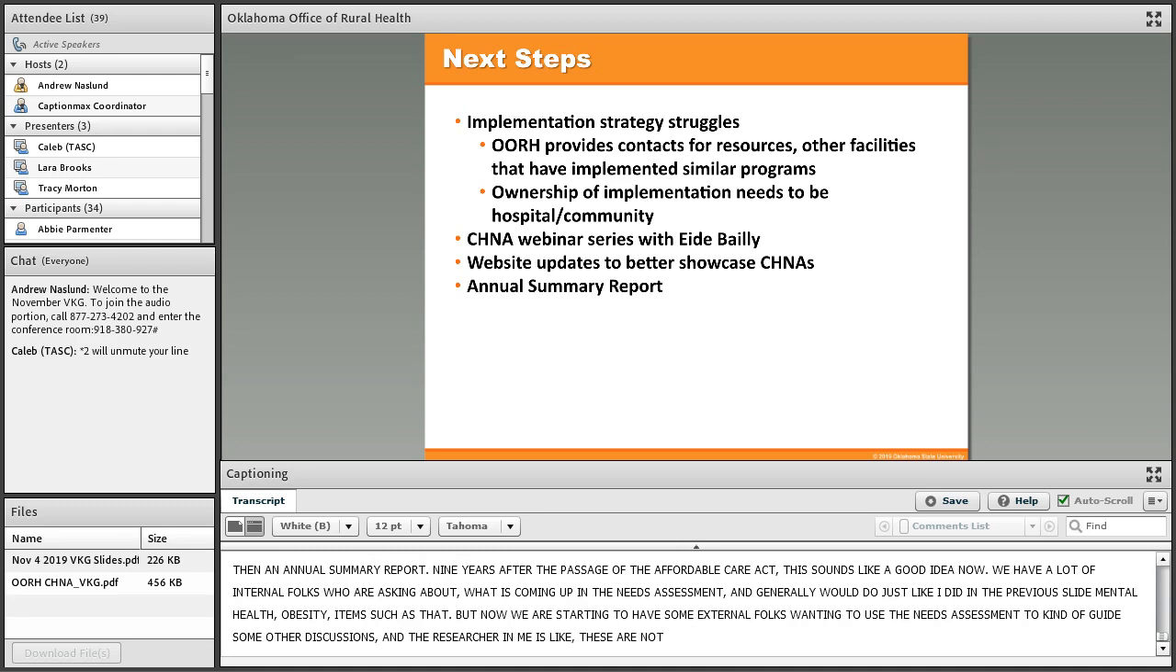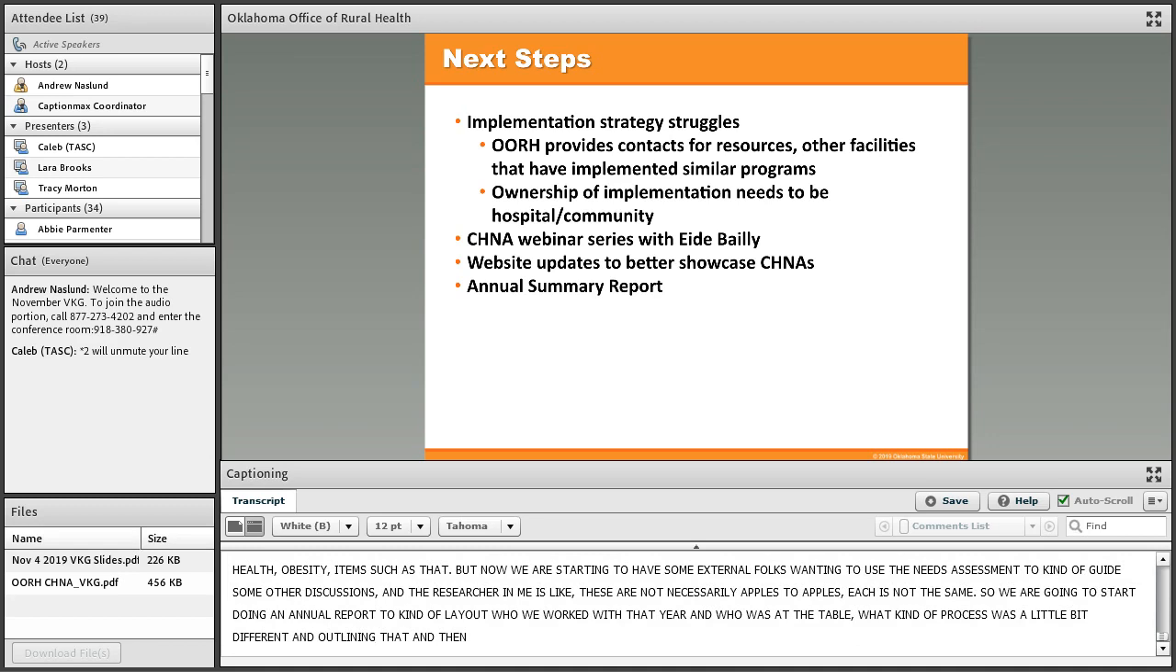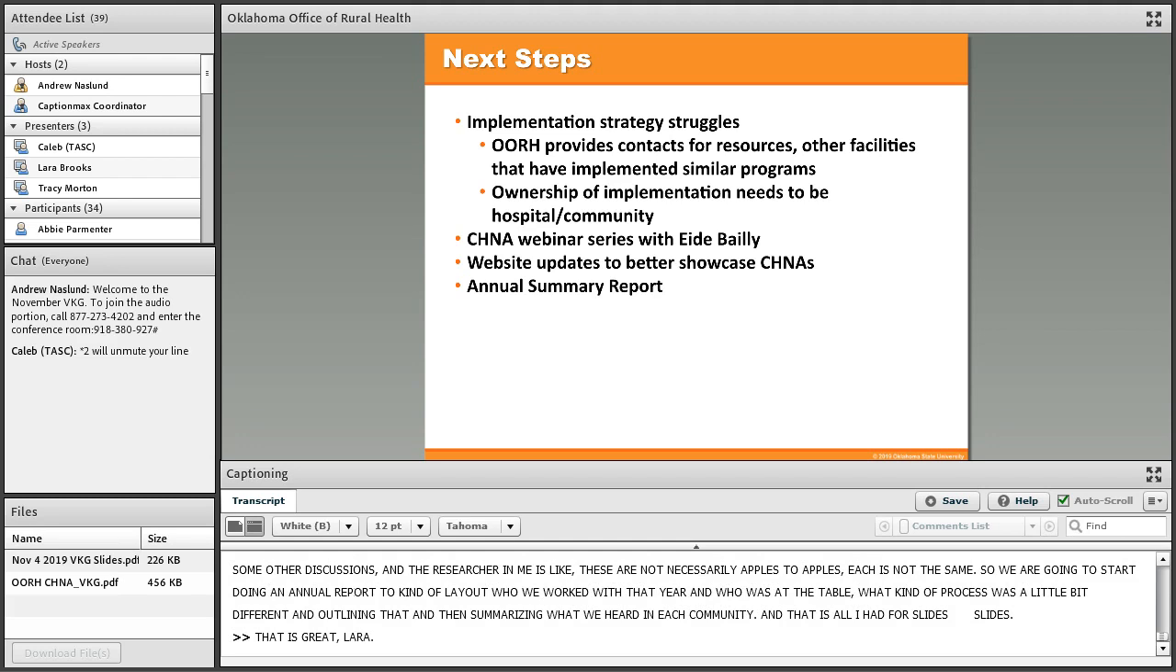Website updates. So we also post the needs assessments we complete on our website. It still needs to be on the hospital website, but we want to make our website better, I wouldn't say more user-friendly, but just prettier and easier to access. I know a couple other states, Montana and Oregon, come to the top of my mind as states that do a really good job of showcasing needs assessments.